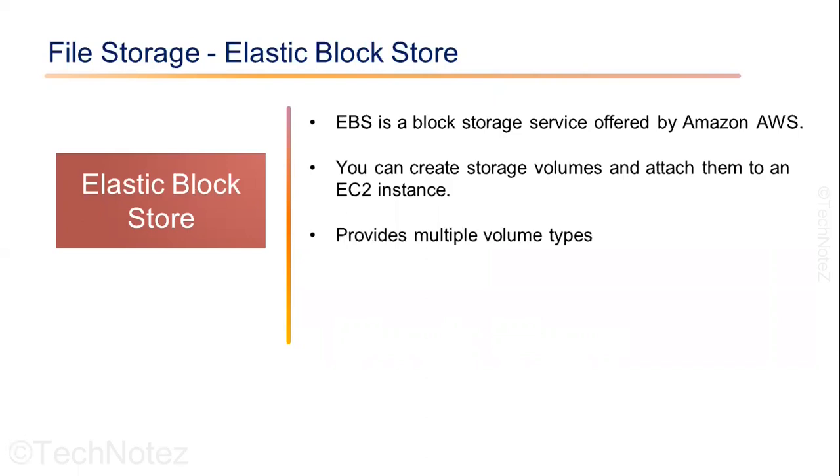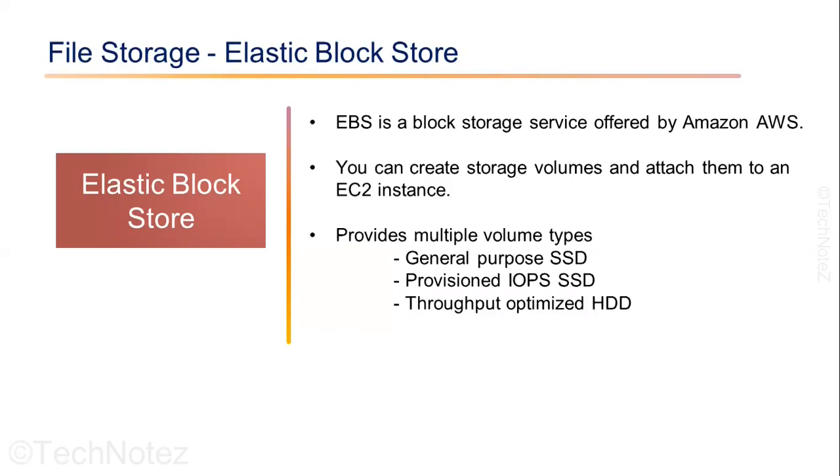EBS provides several different types of volumes, including general purpose volumes. These are suitable for a wide range of workloads and are a good choice for boot volumes and small to medium sized databases. Provisioned IOPS volumes. These are designed for input output intensive workloads such as large databases. Throughput optimized volumes. These are designed for big data and data warehouse workloads that require high throughput. Cold volumes. These are designed for infrequent access workloads with a lower cost. Magnetic volumes. These are the original EBS volume type and provide the lowest cost per gigabyte of all EBS volume types, but the lowest performance.